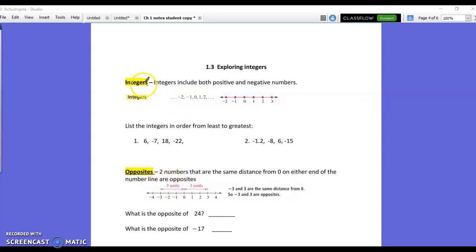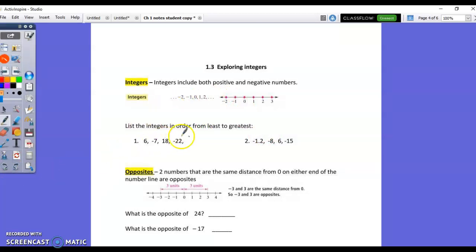Alright, so integers include both positive and negative numbers. This is an example of a number line. Zero is typically in the middle. Anything to the right would be positive, anything to the left would be negative. Obviously there are in-between numbers, which would be decimals, and they go on for infinity. So -1, -2, and then 1, 2, 3. The bigger the negative number, the smaller the actual value of the number is.